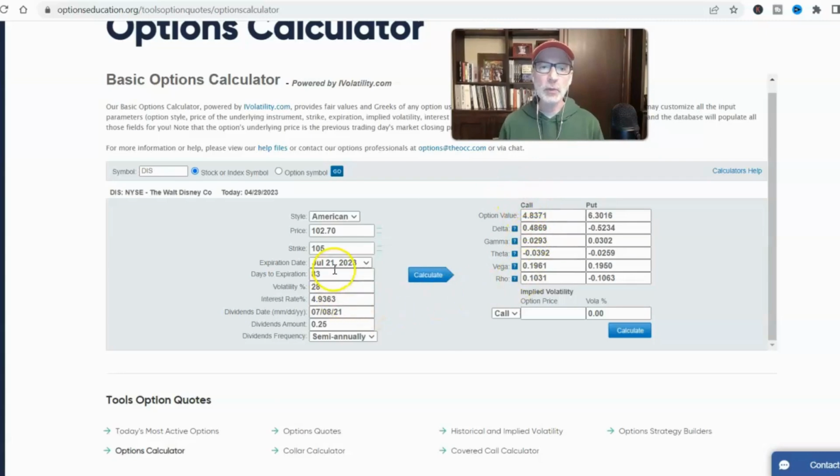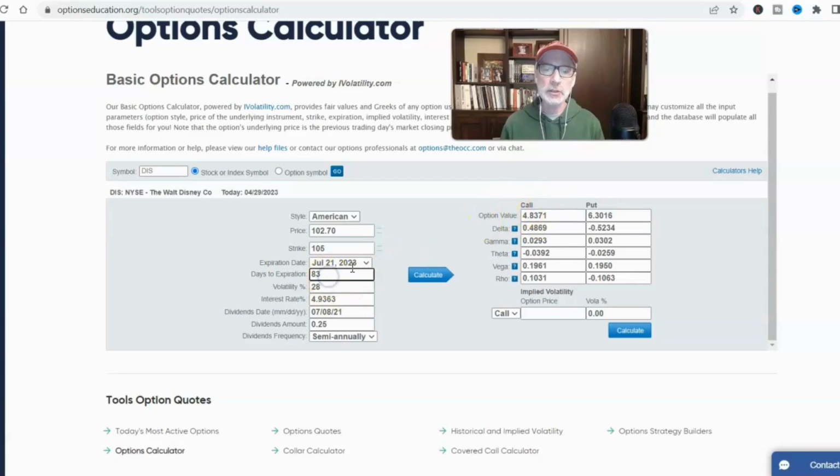So let's just say we flip the calendar to 82 days left, and we're going to keep everything else the same. Days to expiration is 83 right now. So we're expecting this call value, $4.83, to drop by about 4 cents. So let's just say $4.79, this thing should be worth tomorrow.